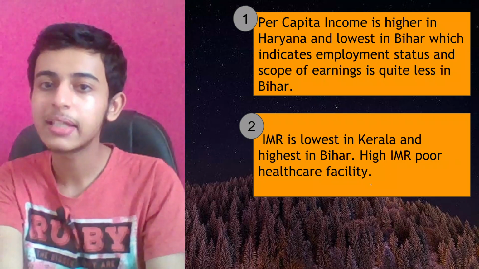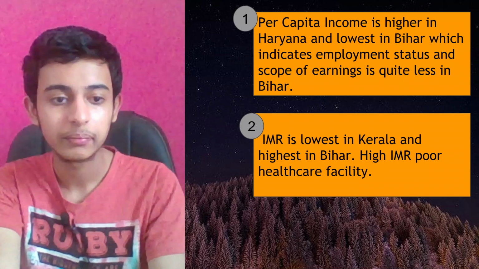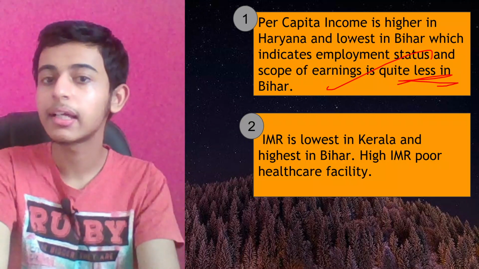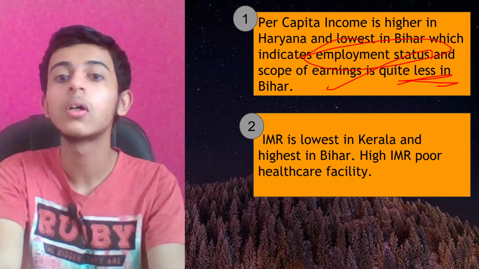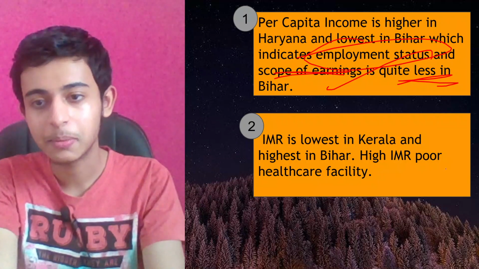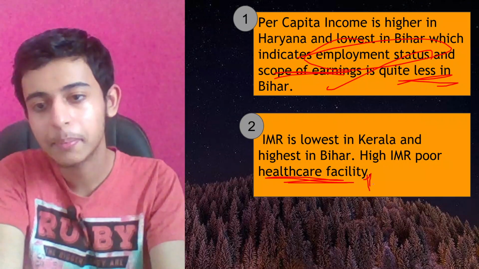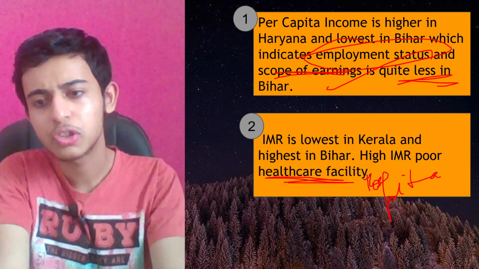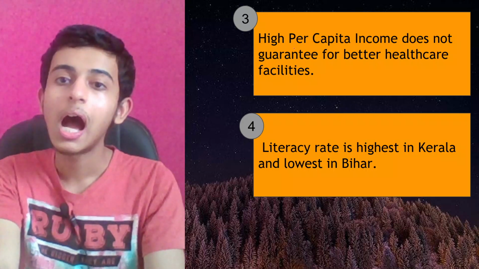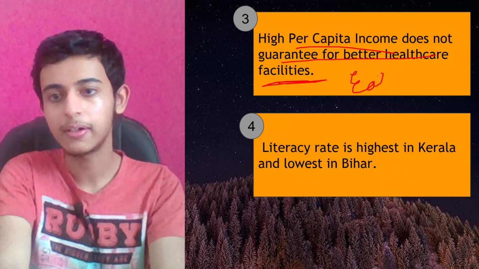Now per capita income is higher in Haryana and lowest in Bihar, which indicates employment status and scope of earnings is quite less in Bihar. That in Bihar the employment status is low, people are not earning much, right? IMR is the lowest in Kerala and highest in Bihar. High IMR, poor healthcare facility, so not good hospitals are present, okay, because of which children are dying of diseases or different other factors. High per capita income does not guarantee better healthcare facilities because it's just the earnings.